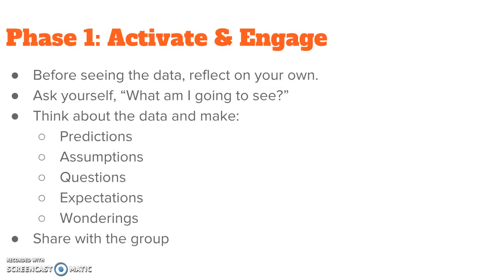Phase 1 is to activate and engage. During Phase 1, the staff is asked to make predictions, assumptions, questions, expectations, and wonderings before looking at the data. So this is a self-reflection process to get them thinking about what they might see. So then, after they've jotted down their ideas, they can share with the group.